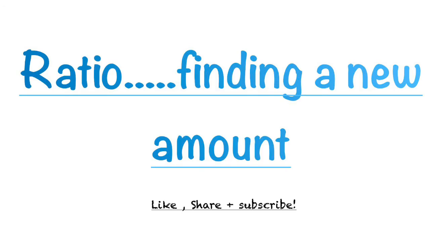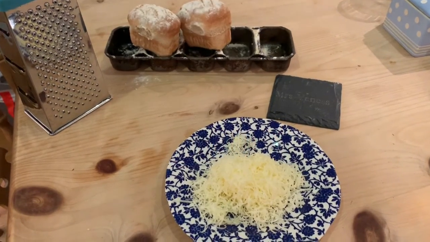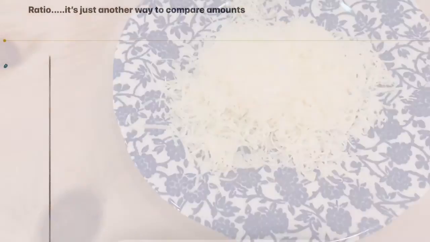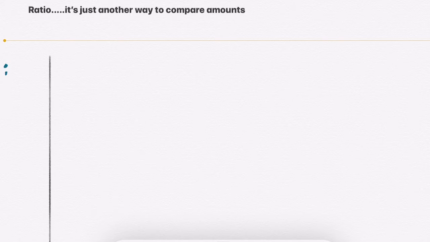This lesson is about ratio and finding a new amount. I've got 2 rolls and I've got some cheese. So ratio is just another way to compare amounts. You will see this symbol, the 2 dots, like a colon.